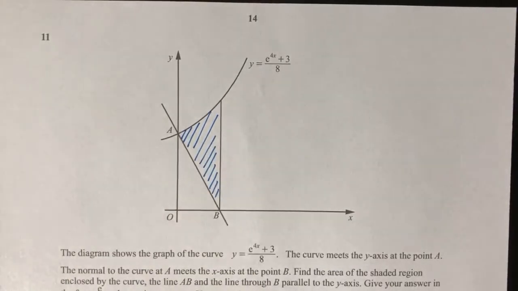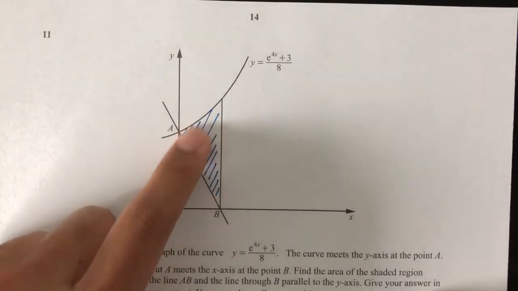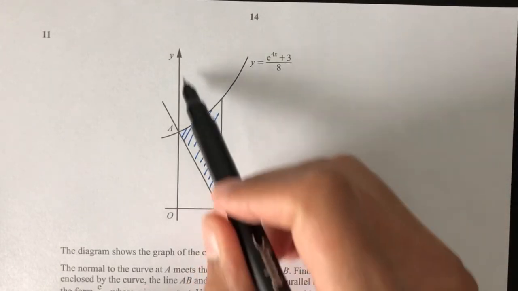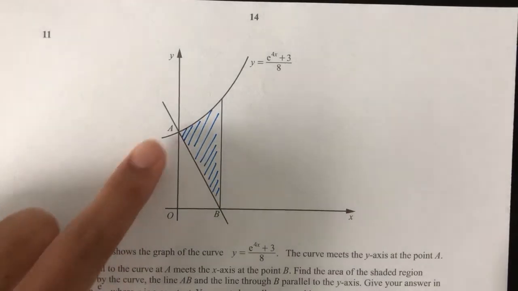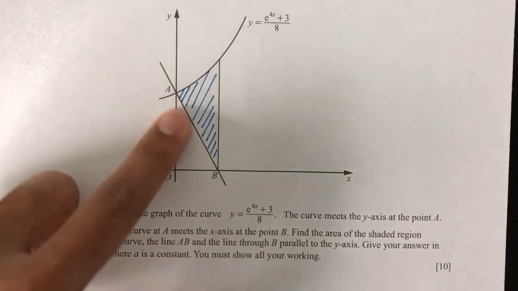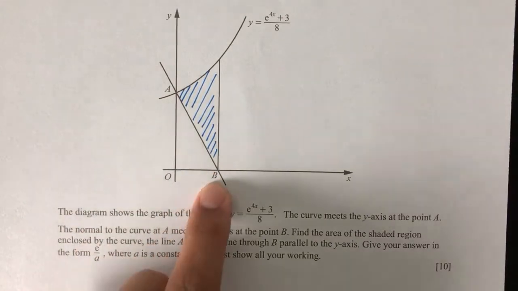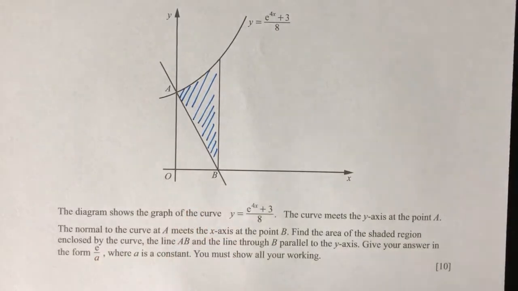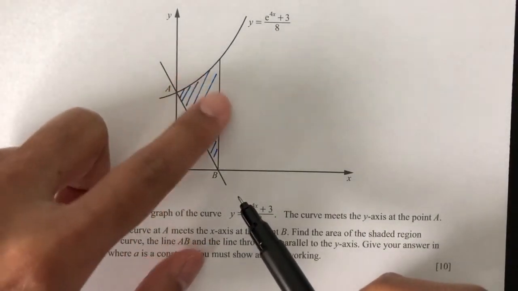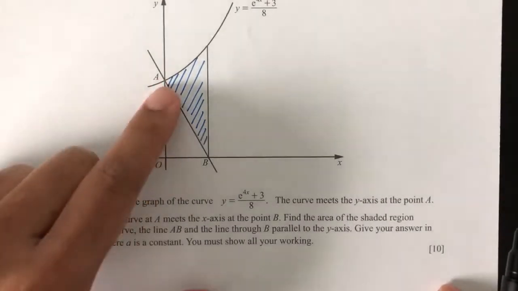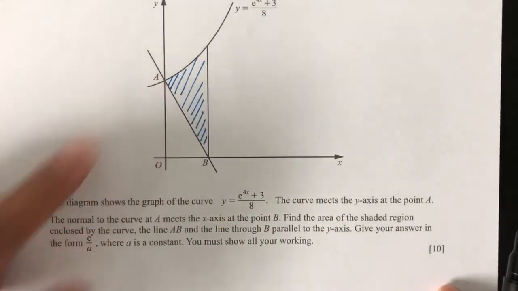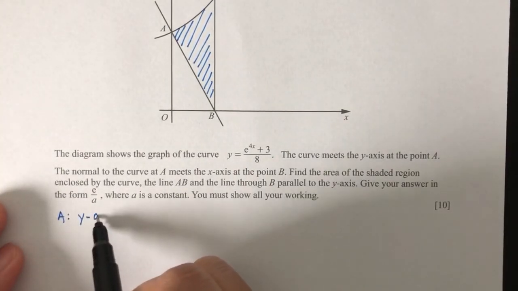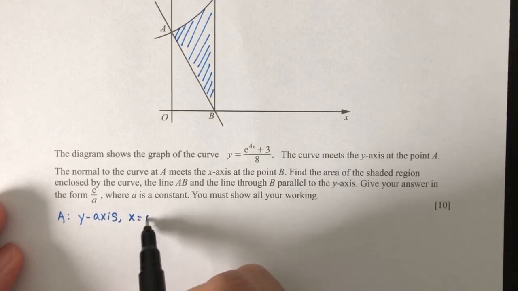Question number 11. This one will be a long question, but it's just area of this region. So first we have a curve that goes here, and the curve meets the y-axis at point A. At this point A, we have a line AB, which is a normal to the curve that meets the x-axis at point B. So we have to find point A and point B, and then from these results we have to find this area. So let's do that. So one by one, let's first find where the curve meets the point A. So at point A, it is the y-axis where x equal to 0.